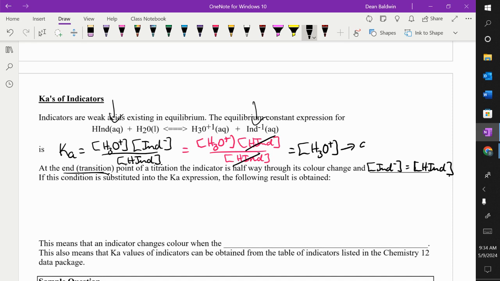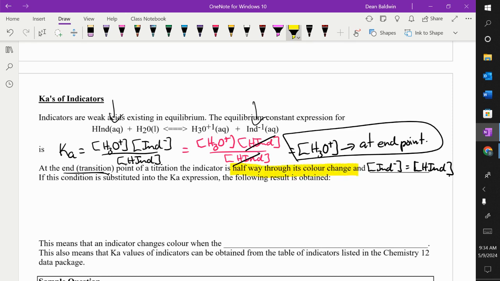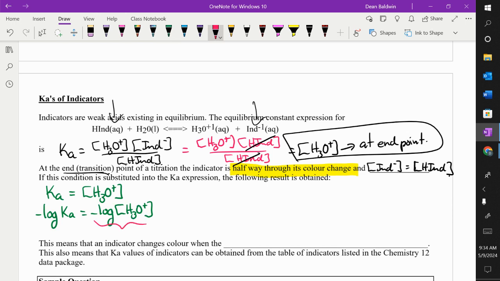This is at endpoint. In other words, halfway through the color change. So what does that mean? Well, if we have Ka equals the concentration of H3O plus, we can take the negative log of each side. This is pH, and this is pKa. So you end up with the formula: pKa of an indicator is equal to the pH.